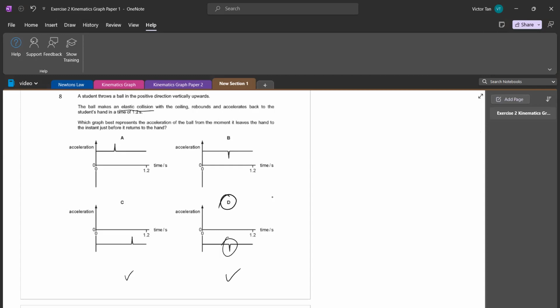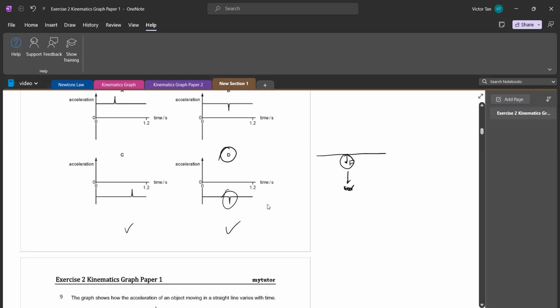So you may want to explain this. The magnitude of the acceleration increases when it hits the ceiling. There's an additional force besides the weight that is pushing the ball, which explains an increasing resultant force, therefore an increasing magnitude of acceleration.